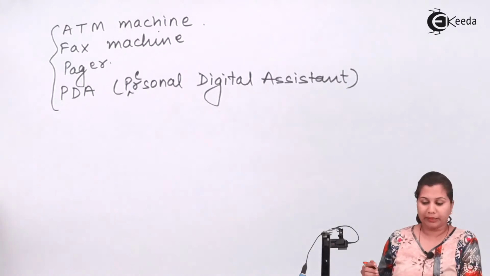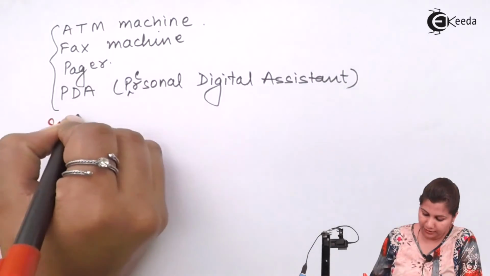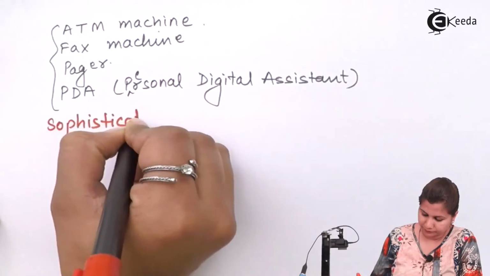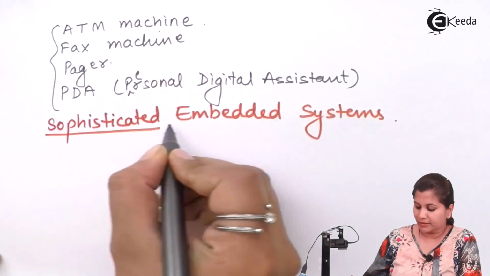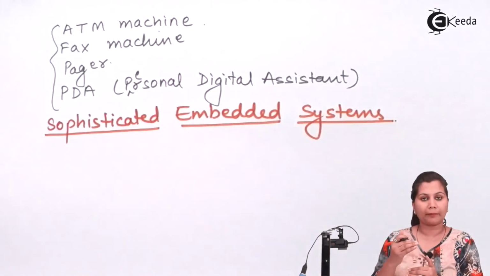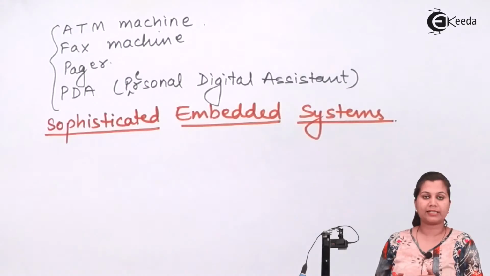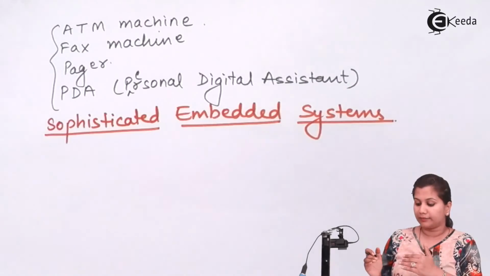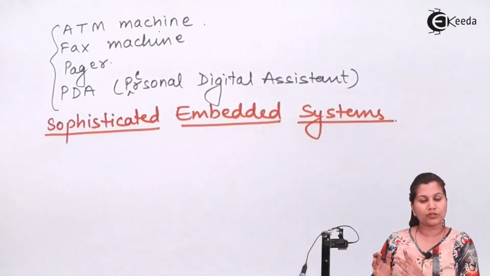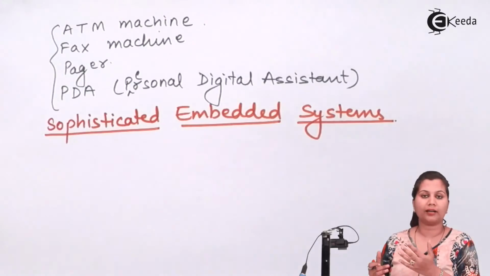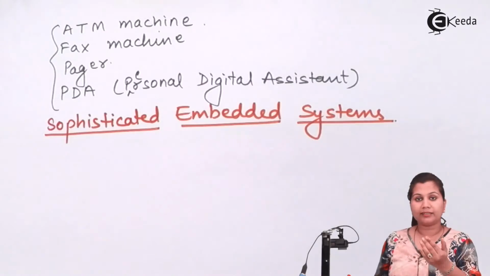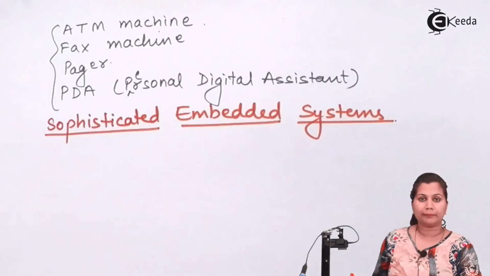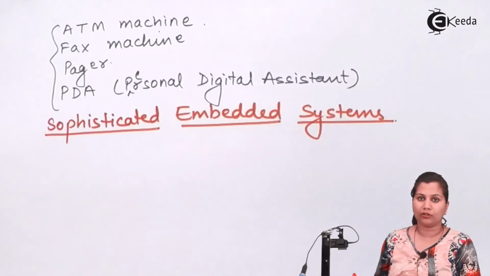Now the third type of embedded systems are the sophisticated embedded systems. In sophisticated embedded systems, the requirement of the microcontroller is also increased. Here also we are going to use high-end microcontrollers. The complexities of the hardware and software are also increased, meaning the algorithms are complex and the number of algorithms is also increased. And the tasks which are performed by the microcontrollers are also very complicated.